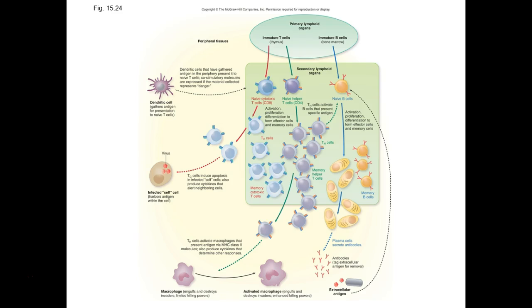Your appendix is another place where we have a large concentration of B cells and T cells and macrophages. It probably at one time was where we would process certain types of foods that we don't process anymore. So unfortunately, sometimes stuff will get trapped in there and it could get inflamed because of the large collection of white blood cells there.